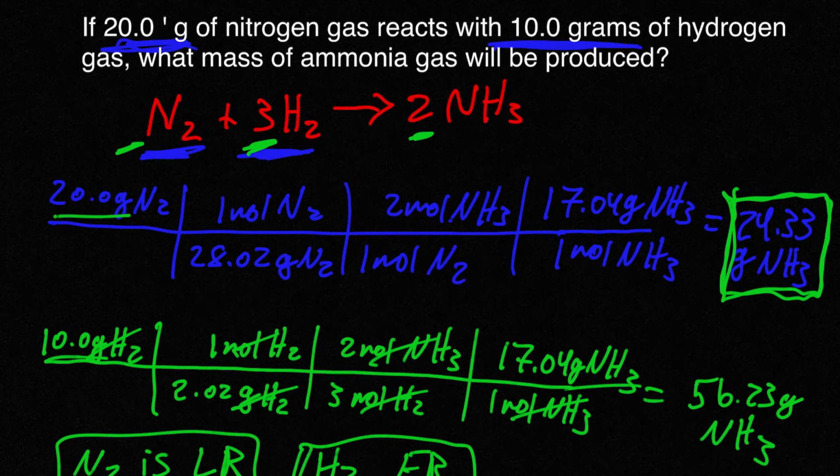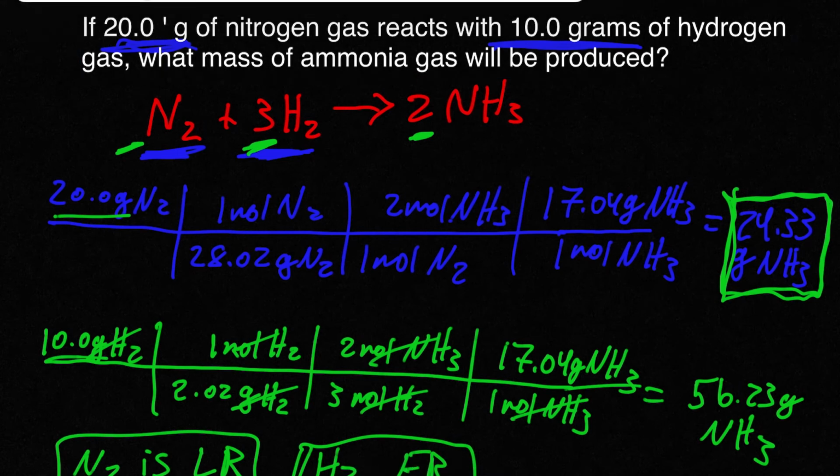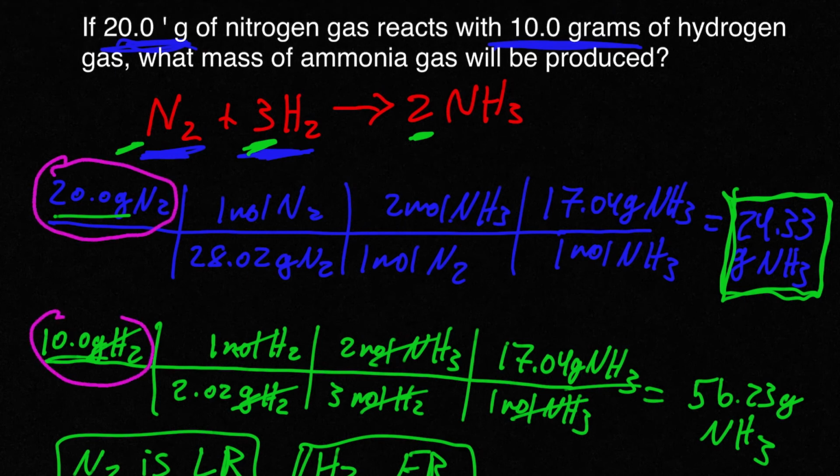Now, before we end this video, I want you to take a look at these first two numbers that we initially started with: the 20 grams of nitrogen and the 10 grams of hydrogen. Had you just looked at these numbers and said, okay, 10 is less than 20, so hydrogen must be the limiting reactant, you would actually be incorrect. This 20 grams of nitrogen runs out much sooner than the 10 grams of hydrogen.